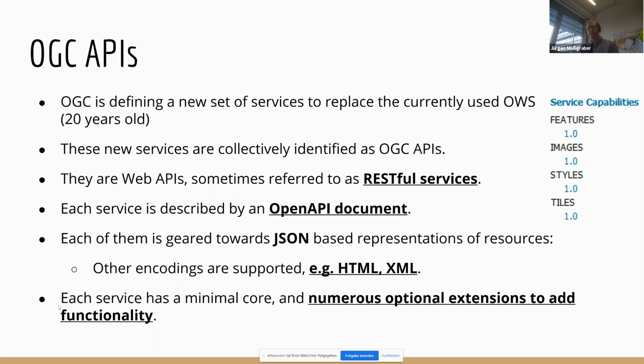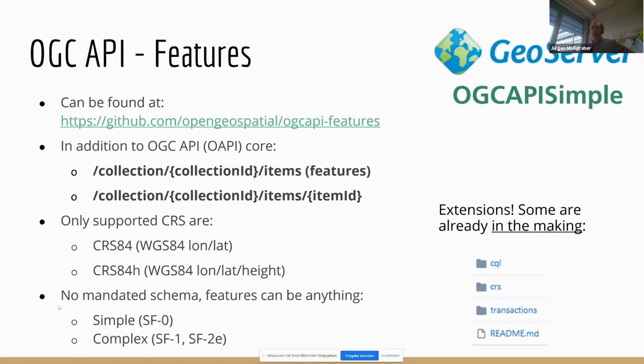This is the features service, which we look into in the next slide, but starting with that one. The idea is to replace all those heavyweight older services with more lightweight, RESTful services, which are always described in an OpenAPI document. They also use JSON, but there are other options available, such as HTML or XML. Another thing is that it should be very modular, so you start with a minimal core and then add extensions to that. And as I said, features is the first one standardized so far.